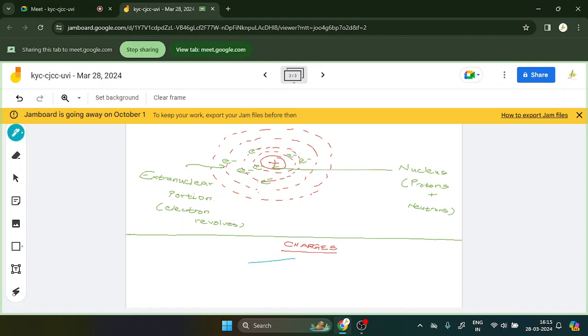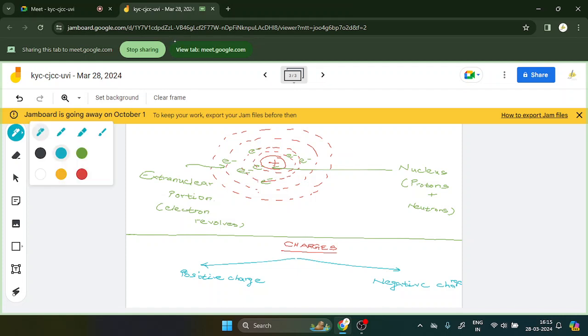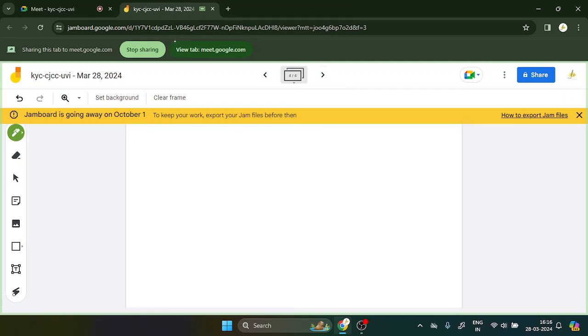Number one is the positive charge, which is possessed by whom? The proton. Very good. And then there is the negative charge, which is possessed by the electron. So the positive charge is possessed by the proton, and the negative charge is possessed by the electron. These are the charges we have discussed so far.